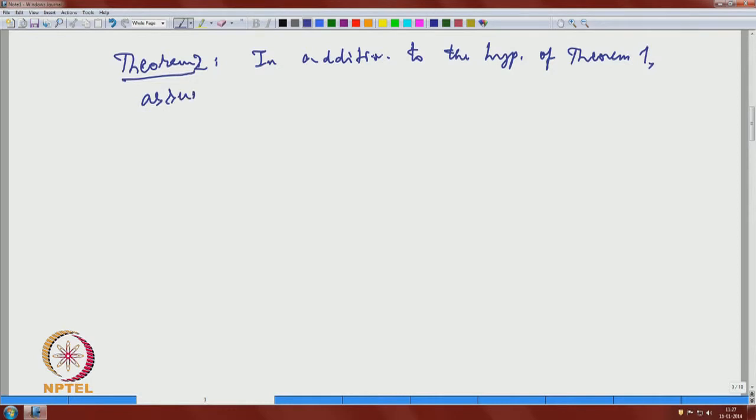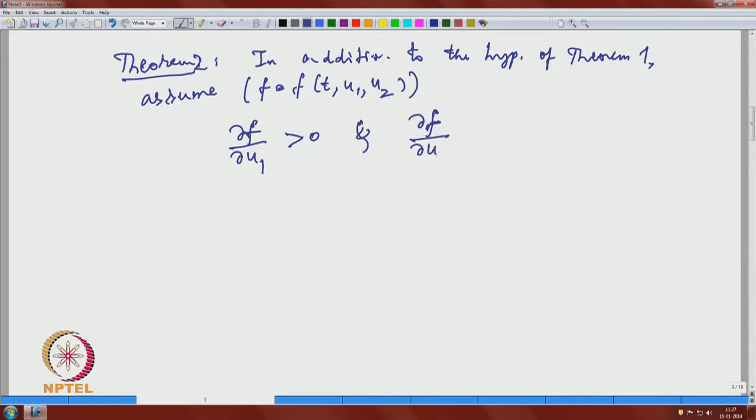assume some smoothness condition on f. Remember, f is this f of t, u 1, u 2, a function of 3 variables. So, del f by del u 1 is positive and del f by del u 2 is bounded. This is not a norm, just absolute value in R. That is the region stated in theorem 1.